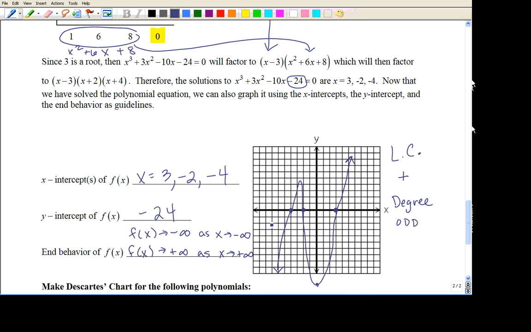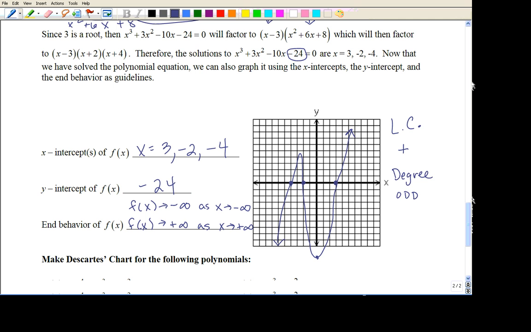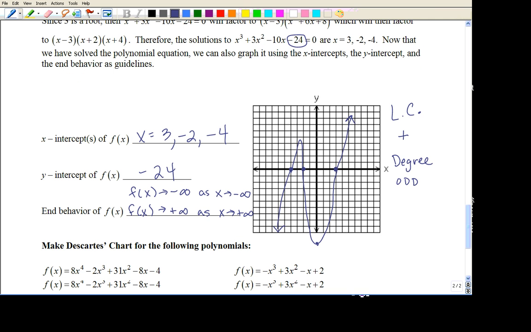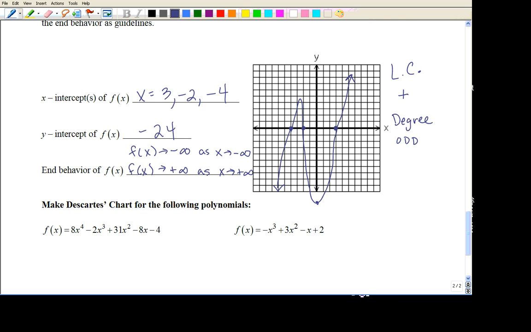So for these last two examples here, I would like for you to just make Descartes' chart, and then we will go over those as a warm-up in class the next time I see you.